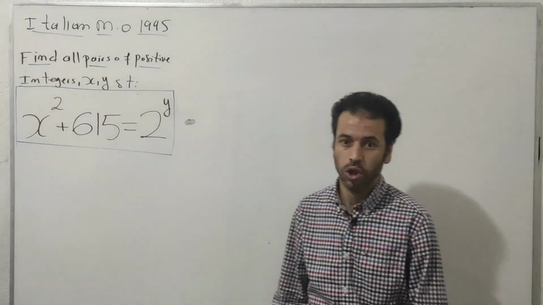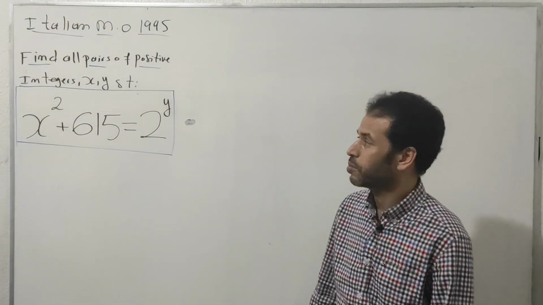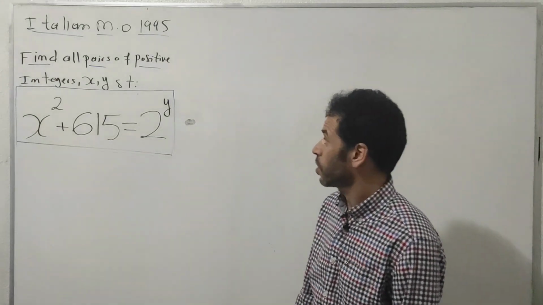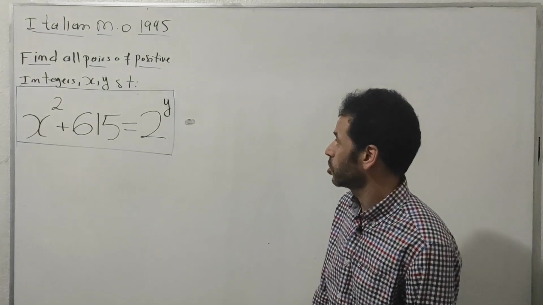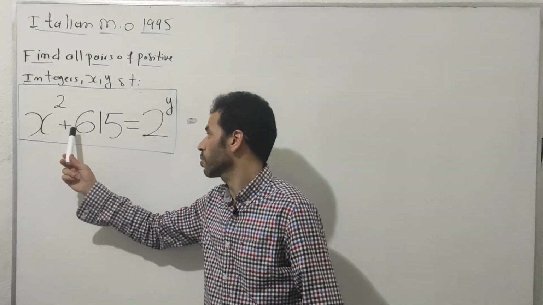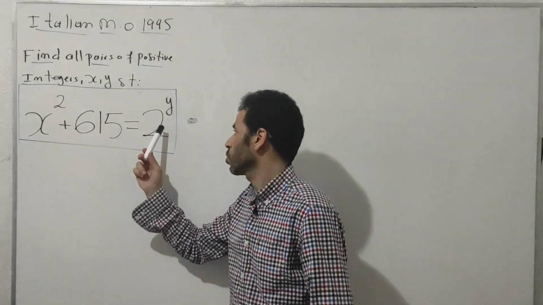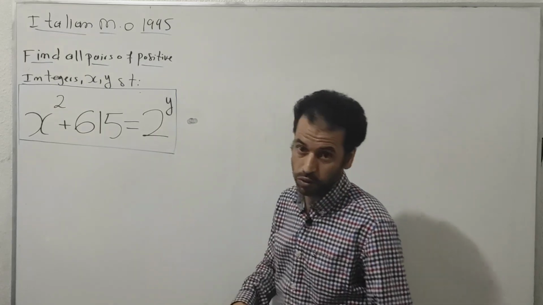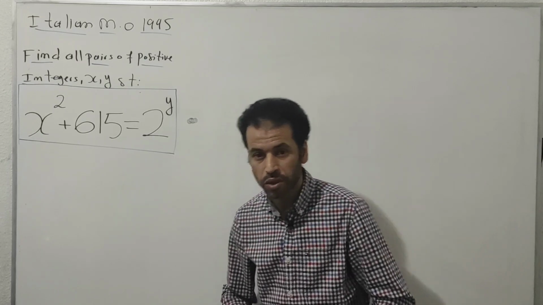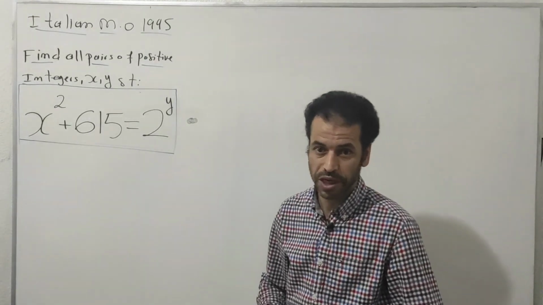In today's video, I would like to introduce a very nice problem of Italian Mathematical Olympiad edition 1995. Here is the following setup. Find all pairs of positive integers such that x squared plus 615 equals 2 to the y, as a power of 2. In fact, this is a very straightforward equation, so I would recommend giving this problem a try prior to getting to the solution.